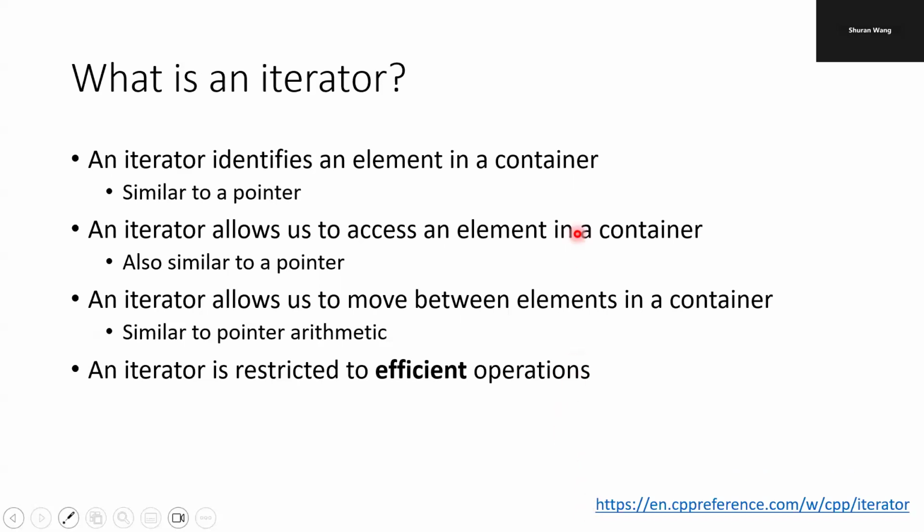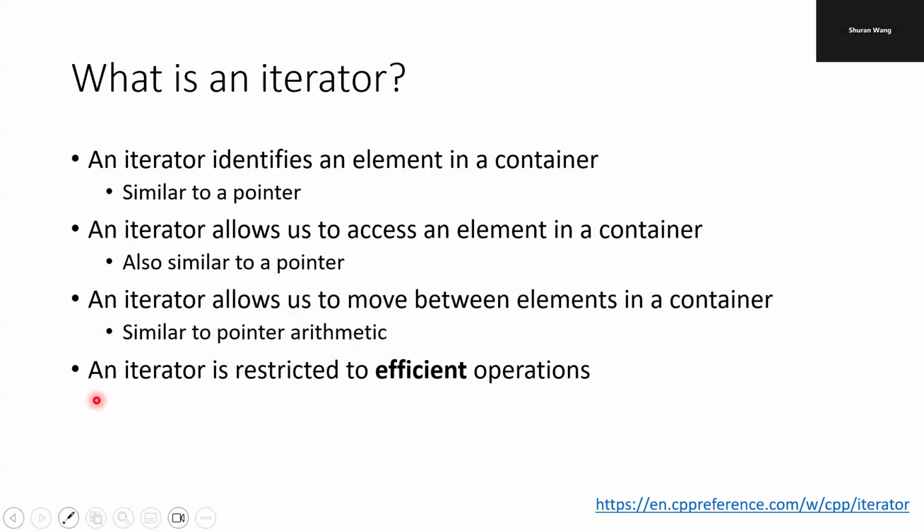Definition of an iterator. An iterator simply points to an element in the container. It's similar to a pointer, but it's not a pointer. It's a class. The iterator allows us to access an element in the container similar to a pointer. It allows us to move between the elements in the container, similar to pointer arithmetic.